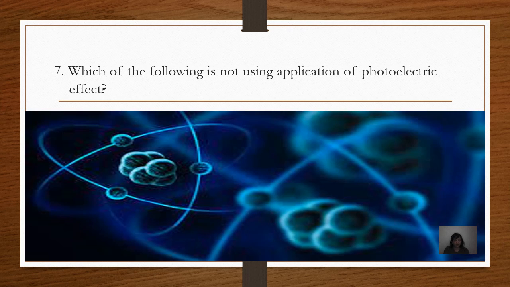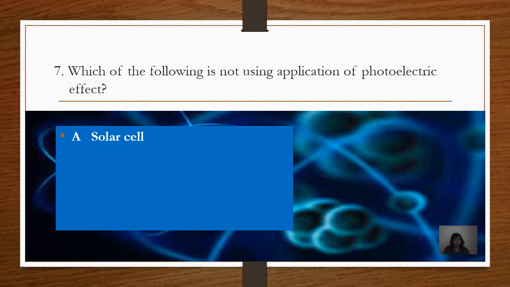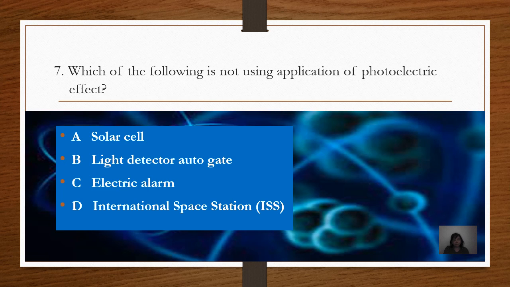Question 7. Which of the following is not an application of the photoelectric effect? A. Solar cell. B. Light detector outer gate. C. Electric alarm. D. International Space Station, ISS. Which one is the correct answer? The correct answer is C. Electric alarm.